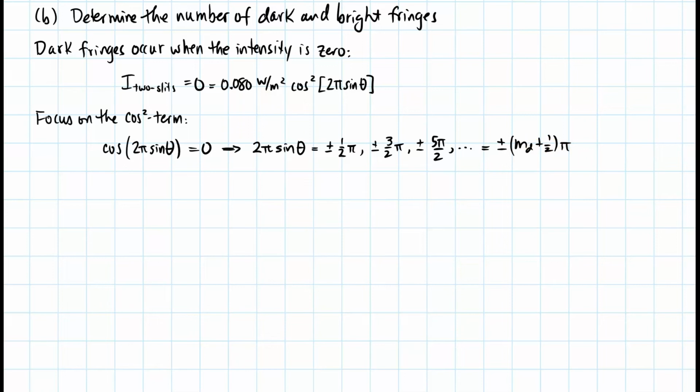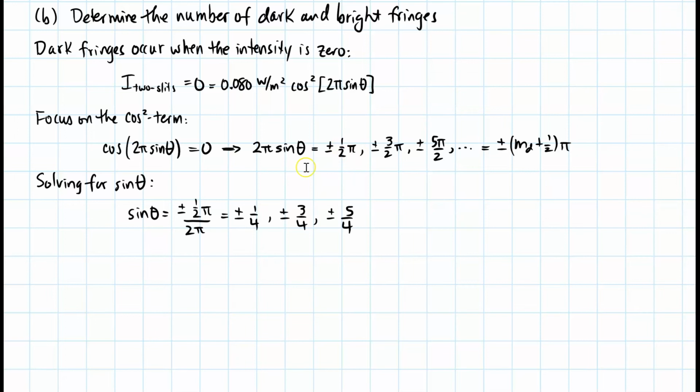So now I solve for sine of theta. If I focus on the first term of 1/2 pi, and divide that by 2 pi, I get plus or minus 1/4. If I do that to 3/2 and 5/2, I'm going to get 3/4, and then 5/4. This one is not possible because now this means that sine of theta is greater than 1.